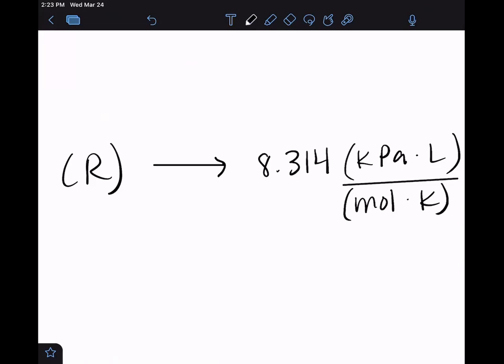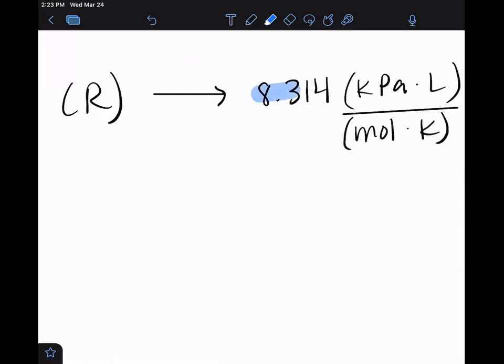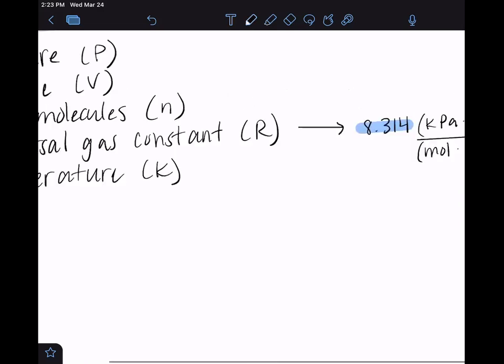So don't be scared by the units. But this is something that we will need to remember, this value. And so I highly, highly recommend that you start remembering it. Okay, it makes it easier.